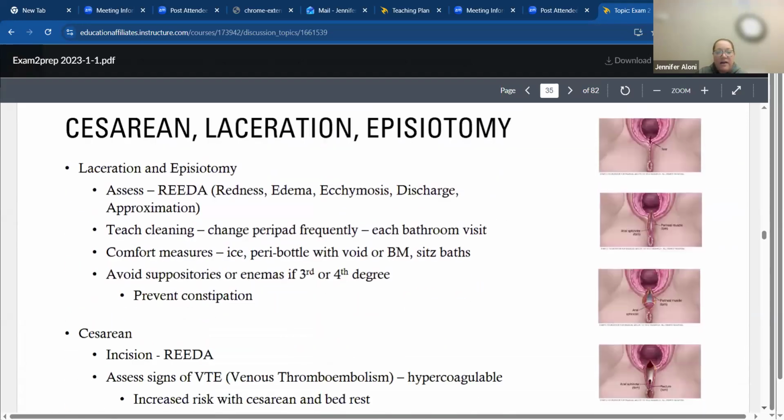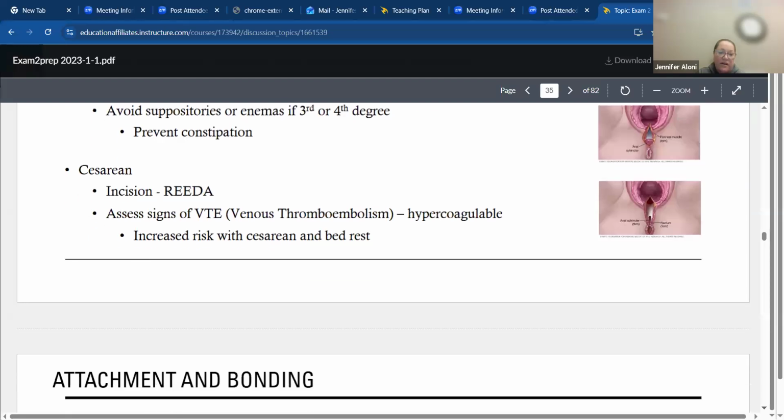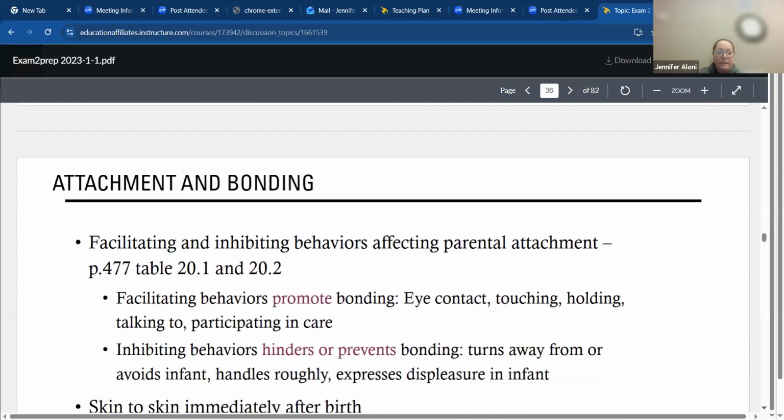All right, cesarean lacerations and episiotomies, they're cuts. So you're going to do what you would do with any laceration, assess for redness, edema, ecchymosis, discharge, and approximation, okay? We're going to make sure we're keeping it clean with soap and water. Cesarean, same thing on your incision.